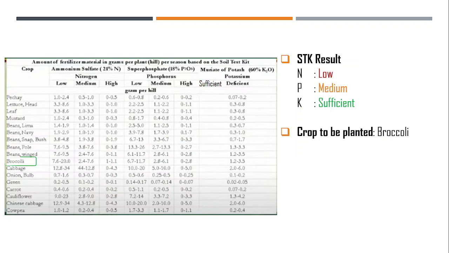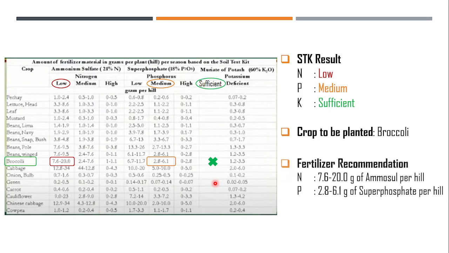So, yung crop natin is broccoli. And yung nitrogen natin is low. Kaya, ang i-apply natin na ammonium sulfate is 7.6 to 20 grams per plant or per hill. And then, for phosphorus, it is medium. Kaya ang i-apply natin, 2.8 to 6.1 grams of superphosphate per hill. Okay, then for K, sufficient siya, kaya wala na tayong kailangang i-apply na muriate of potash.